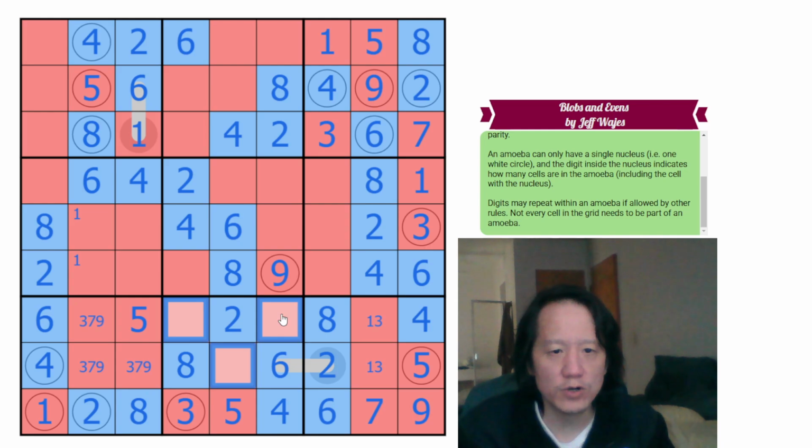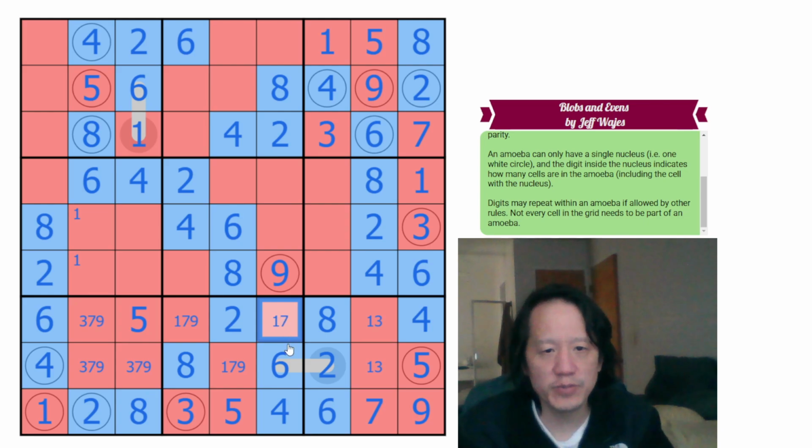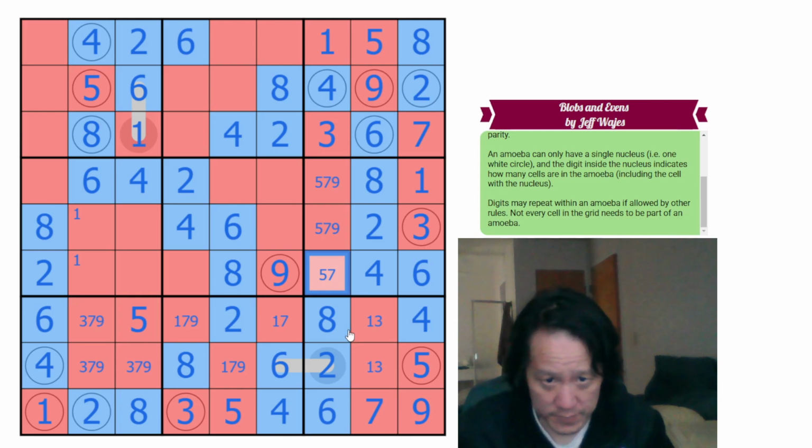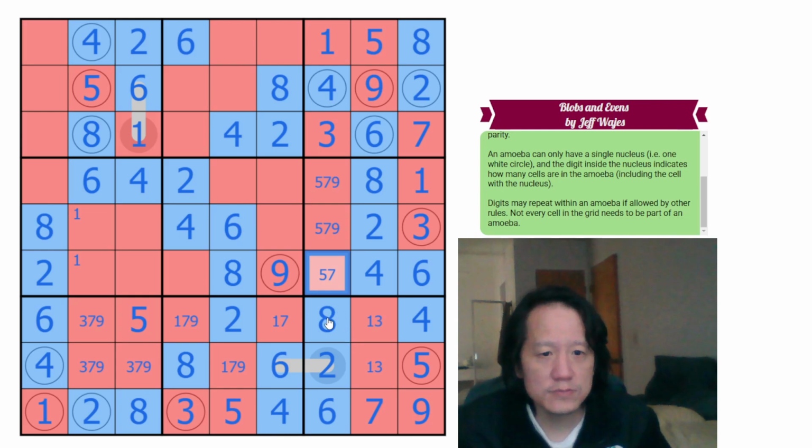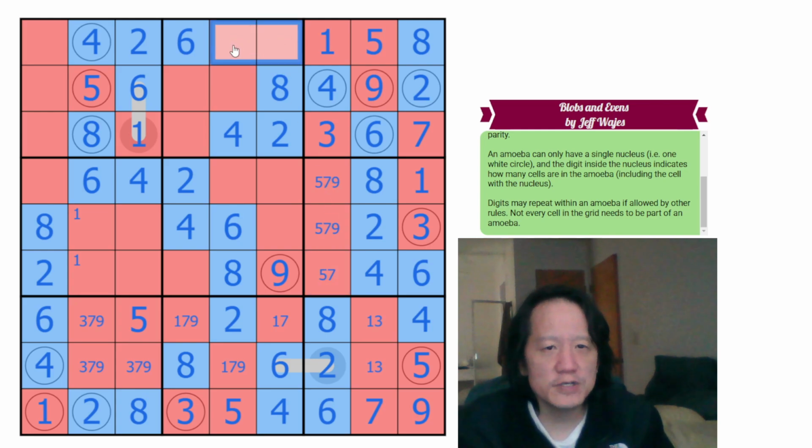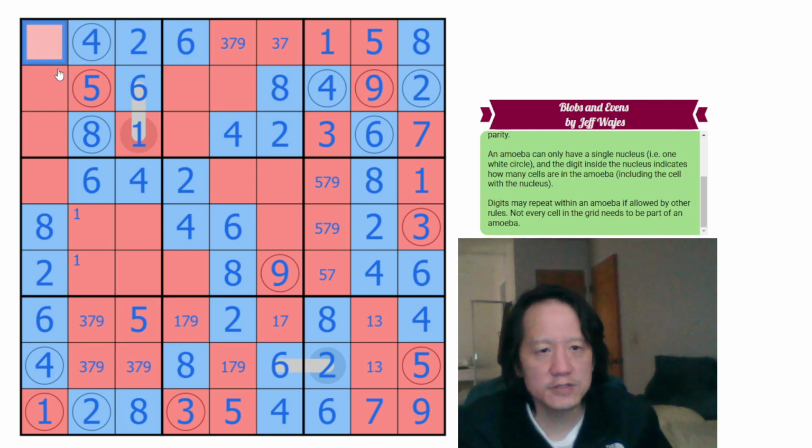This has to be 1, 7, or 9. And this can't be 9. So this has to be 5, 7, and 9. This can't be 9. Let's see. This is 3, 7, or 9. 9 can't be here, but this could be 3 or 7. This could be 3, 7, or 9. This could be 3, 7, or 9. And these are all 3, 7, or 9.